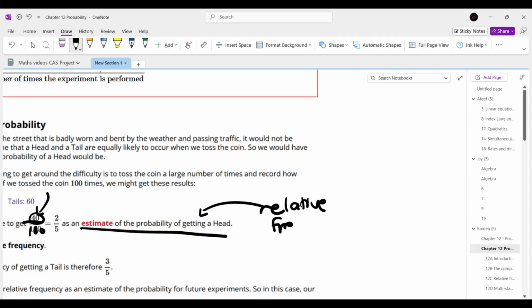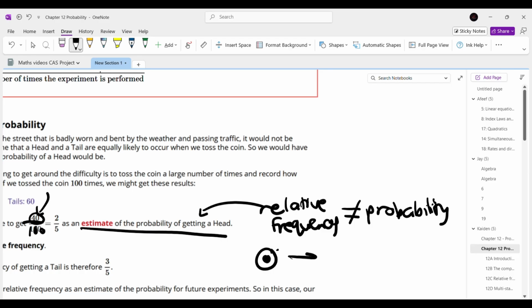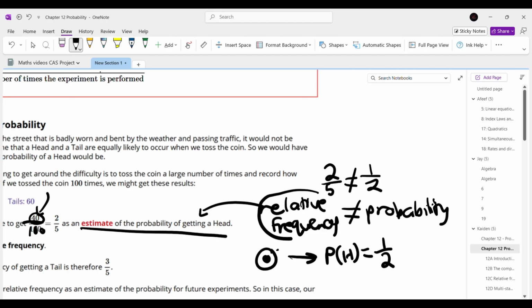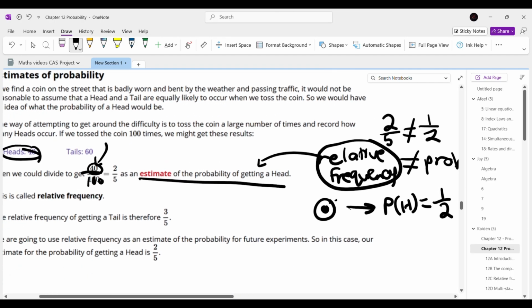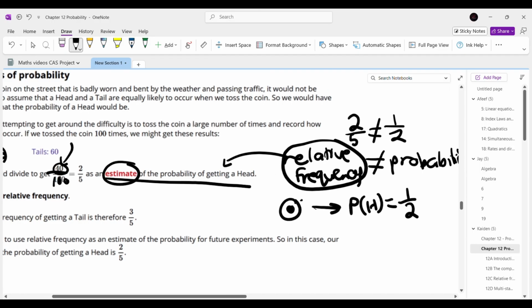This is not the same thing as probability, however. As you can see, for example, if we were to have a coin, it has 2 possible outcomes, and one of which is favorable to the event where we get a heads. So the probability of getting a heads would be 1/2. And obviously you can see here 2/5 is not equal to 1/2. This is because relative frequency is more just an estimate and not an exact probability.